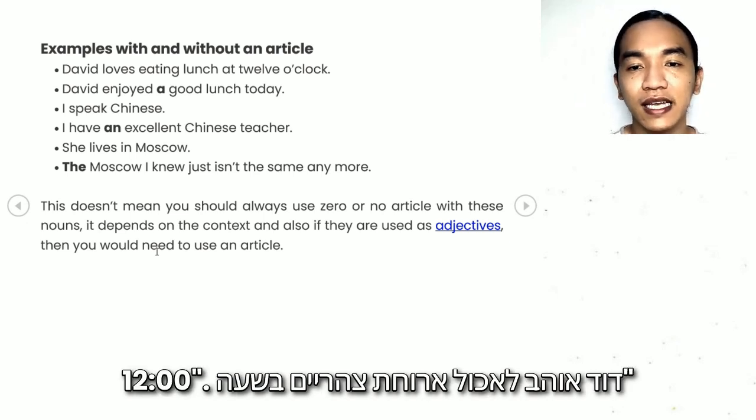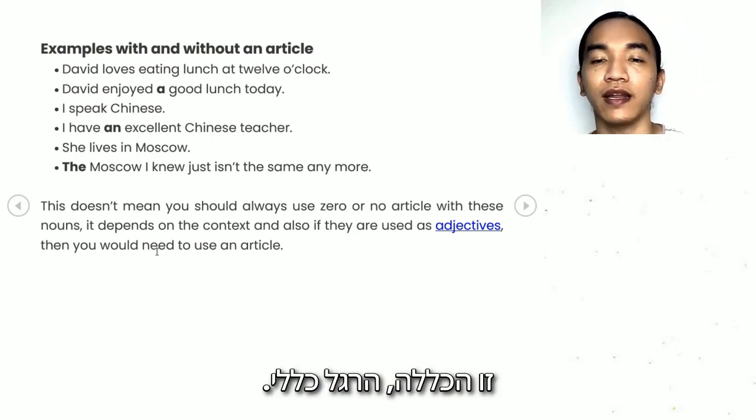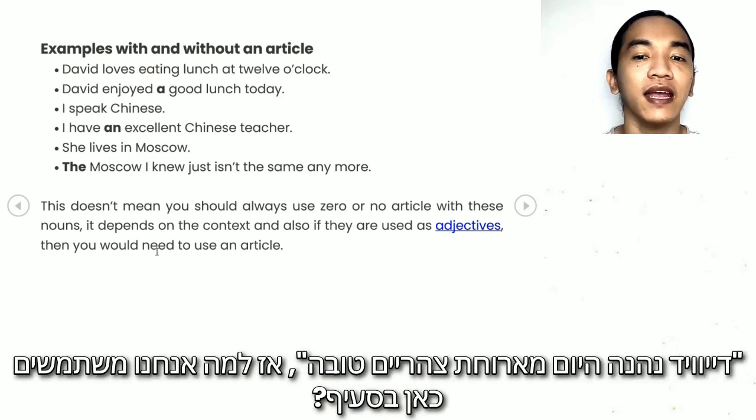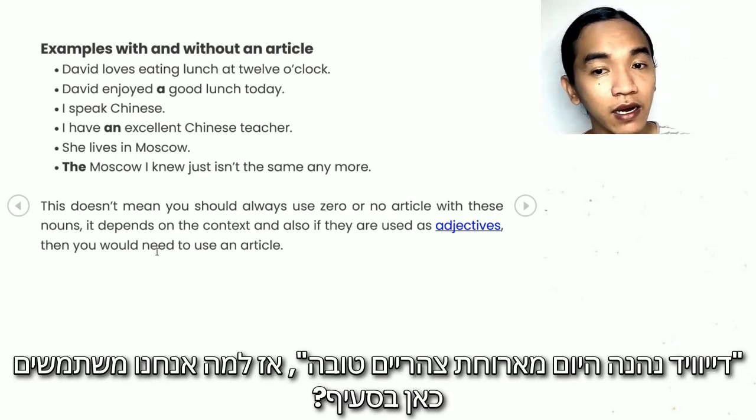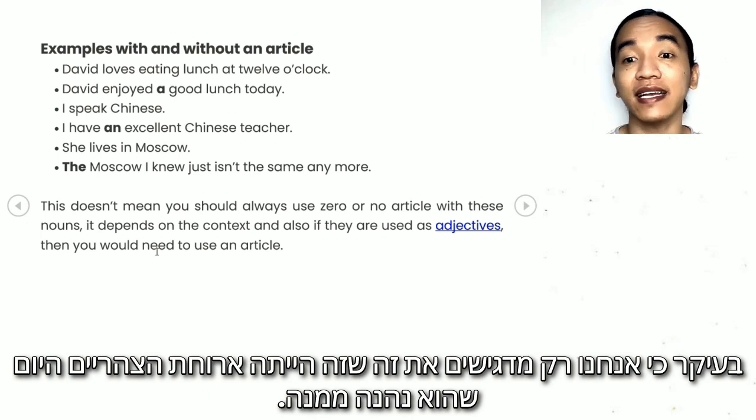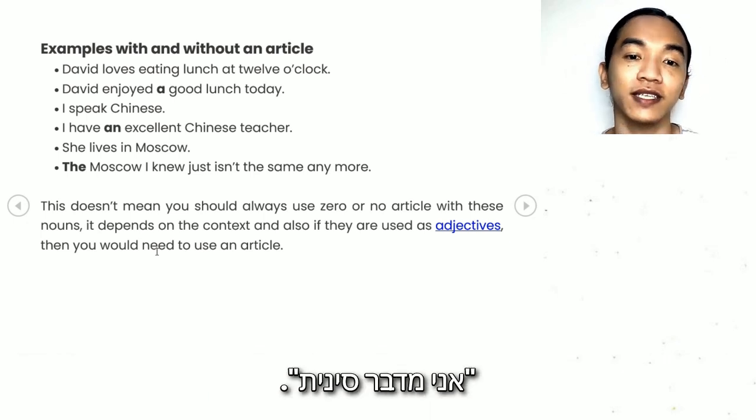David loves eating lunch at 12 o'clock. This is generalization, okay? A general habit. David enjoyed a good lunch today. So, why do we use an article here? Mainly because we are just emphasizing that it was the lunch today that he enjoyed, okay?